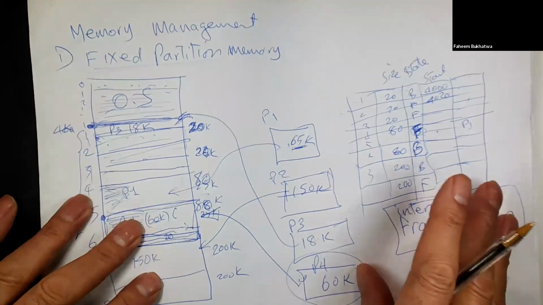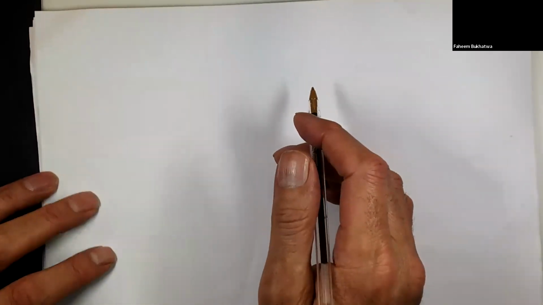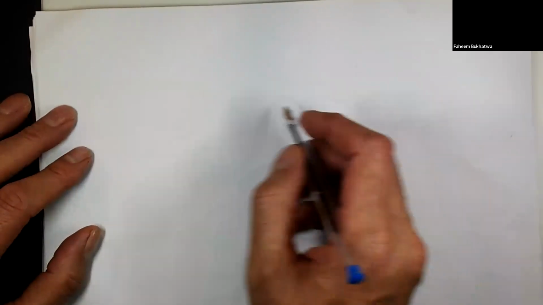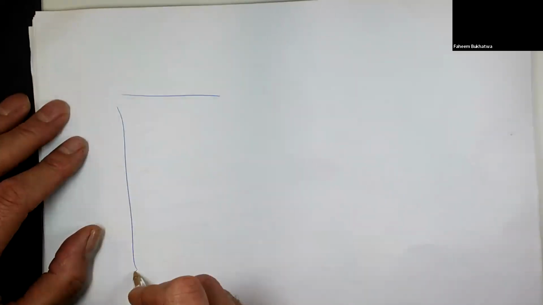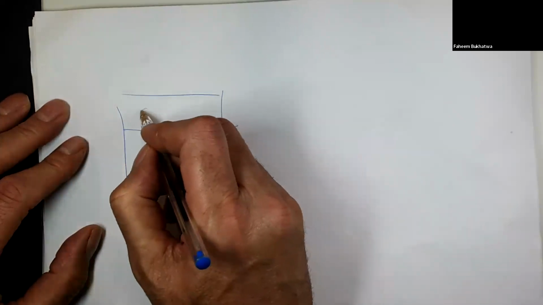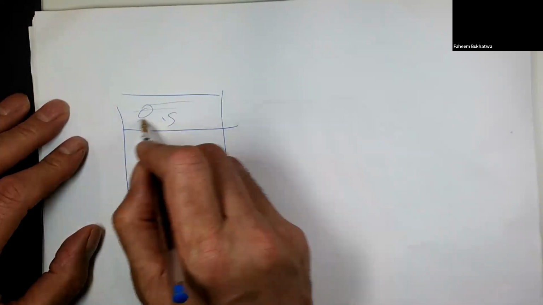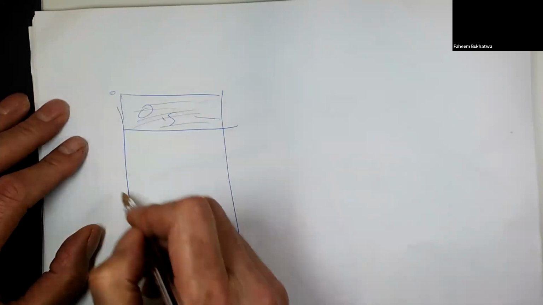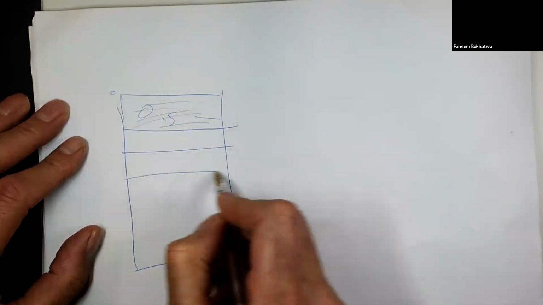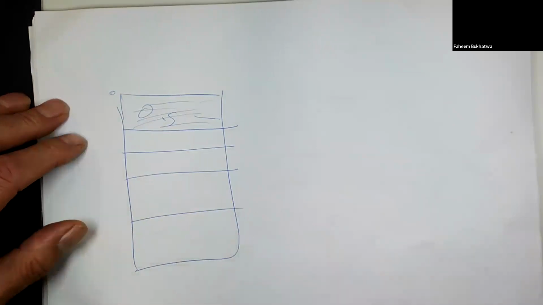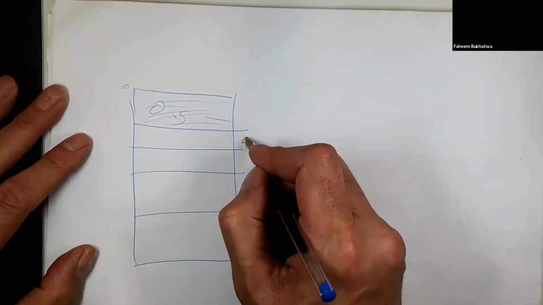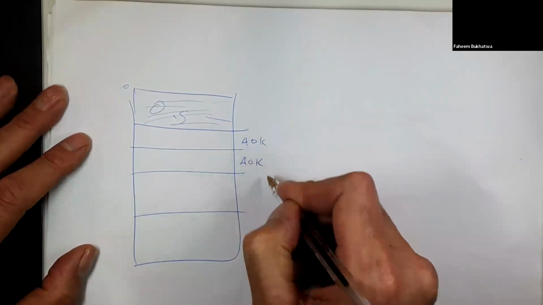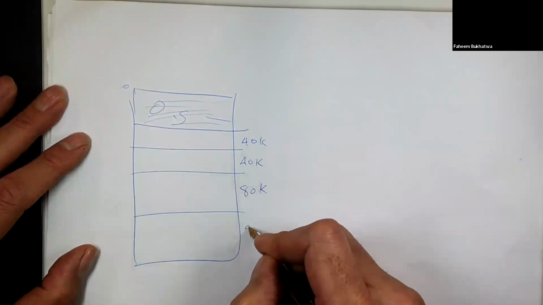Now, let me have another simple example. Here, all the operating system code is always sitting there. And we have, for example, a few blocks of memory. Let's say this is 40K, 40K, 80, and 200.